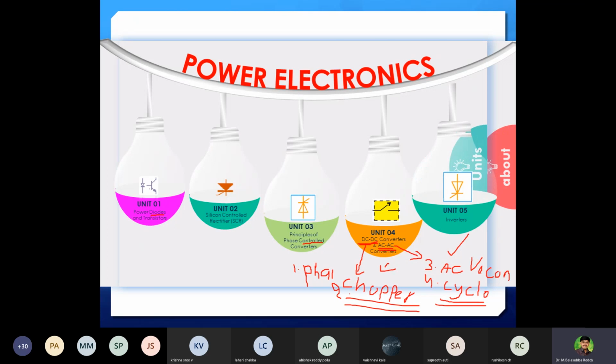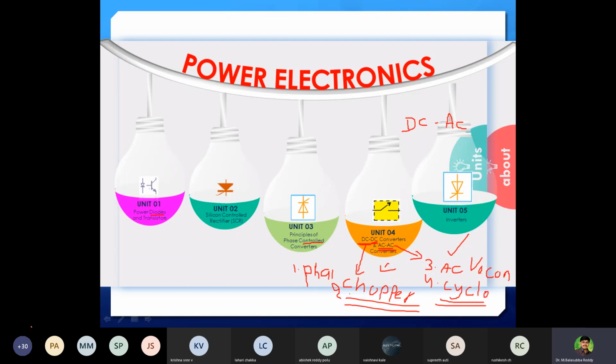And the last one is the fifth unit. So this is the inverter. This is also very important for all other drive applications. For AC drives and all, in maximum cases we will use only the inverter. So that is the fifth unit. What is the function of an inverter? Input is a DC and output is an AC. This is just the reverse of the phase control rectifier.